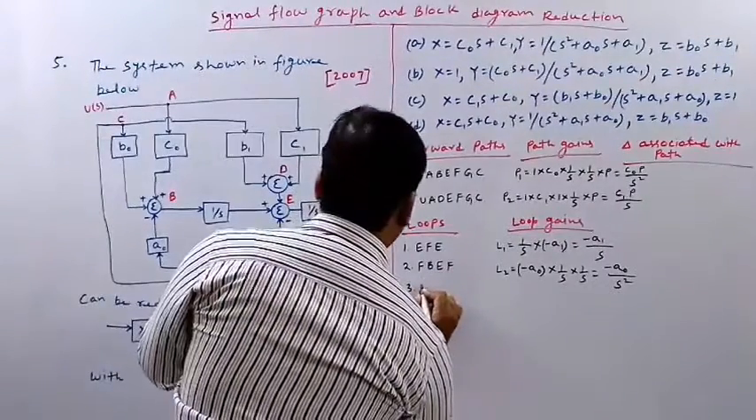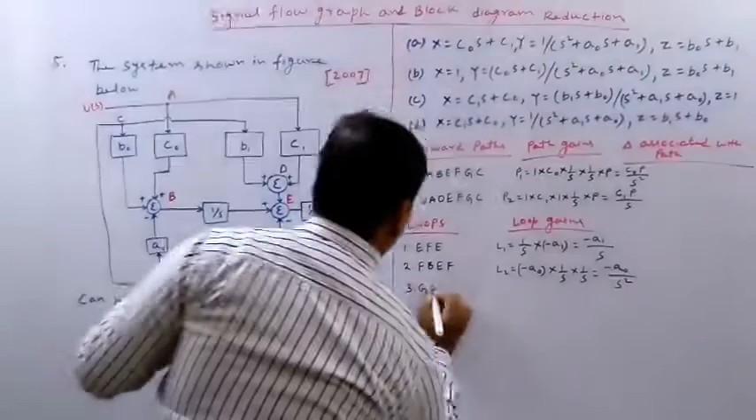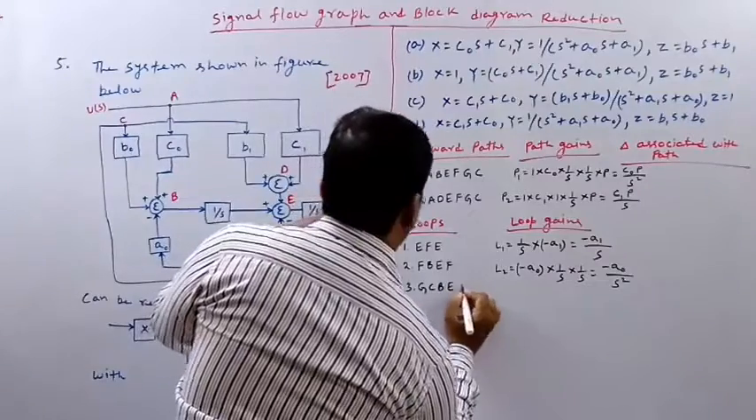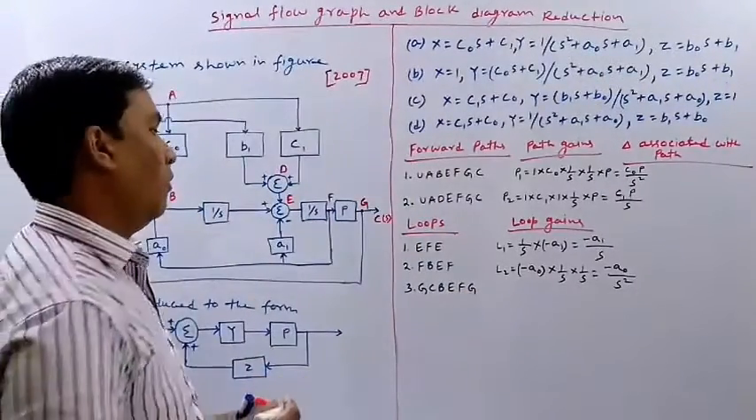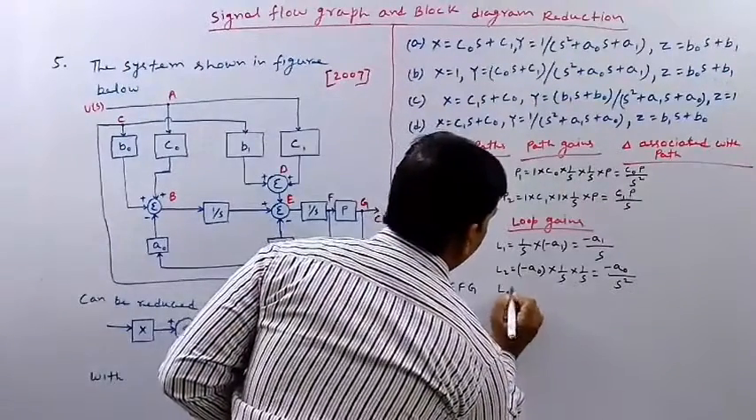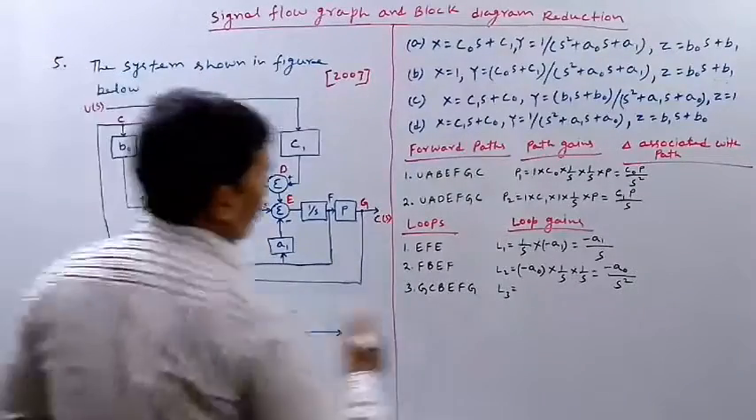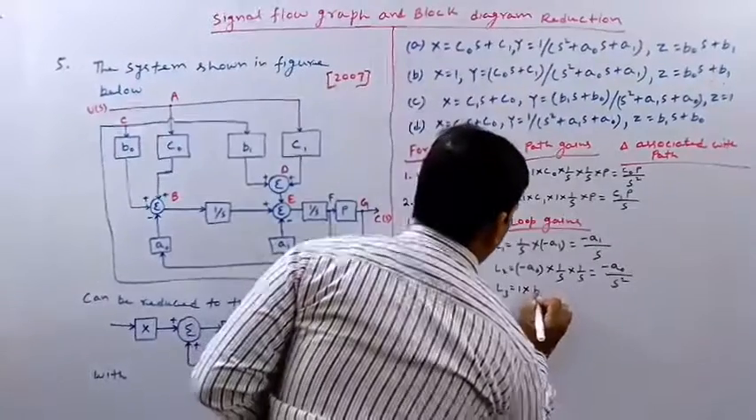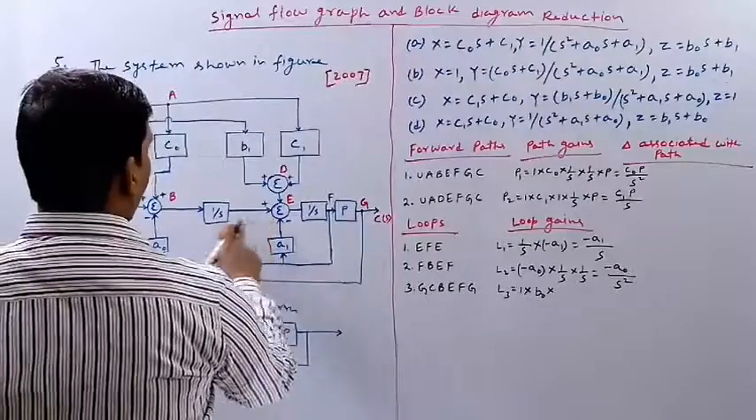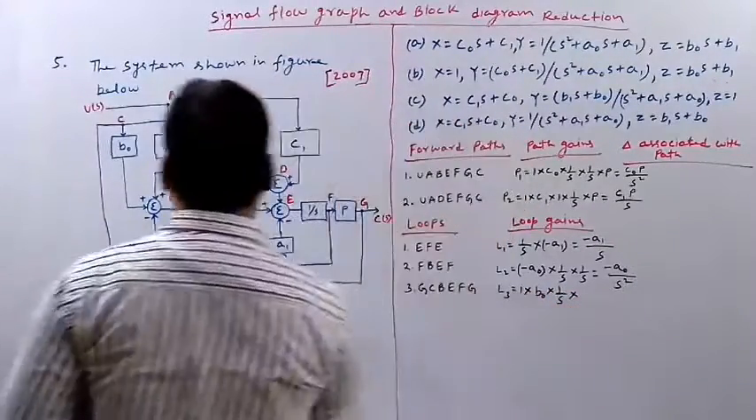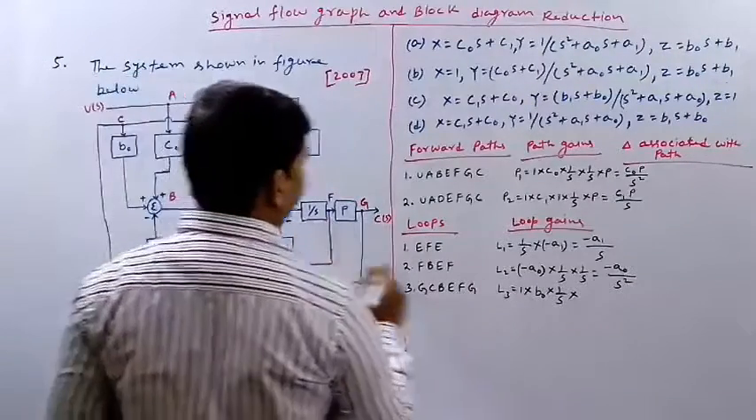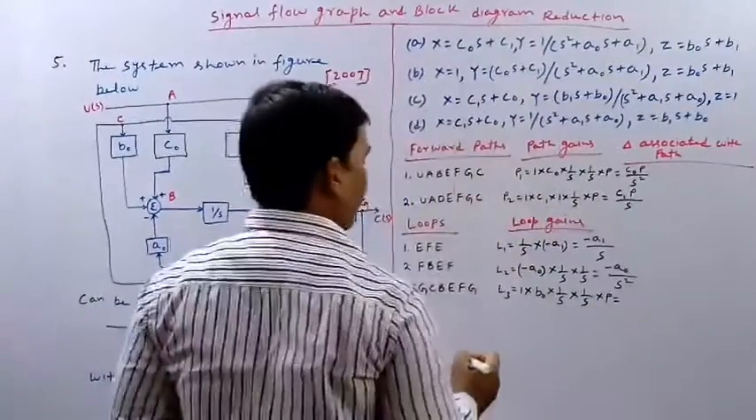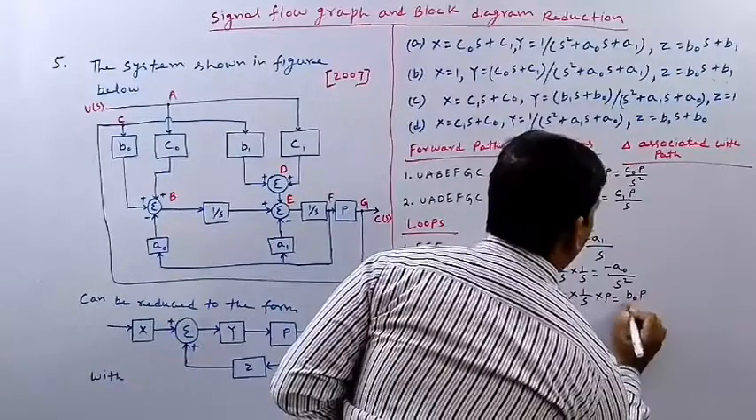So G C B, then E, then F, then G. Okay, so what will be the loop gain for this loop? Let me denote it by L3. So from G to C the path gain will be 1. From C to B the path gain is B naught. From B to E the path gain is 1/s. From E to F the path gain is again 1/s. From F to G the path gain is P. So how much will it be? B naught P divided by S square.